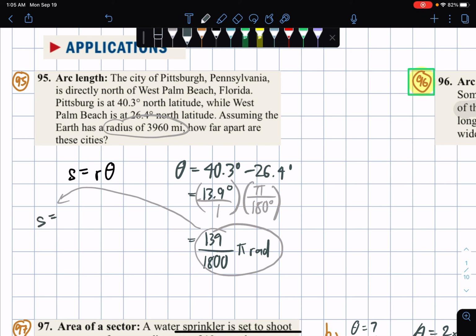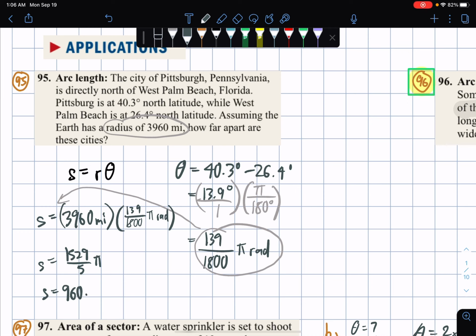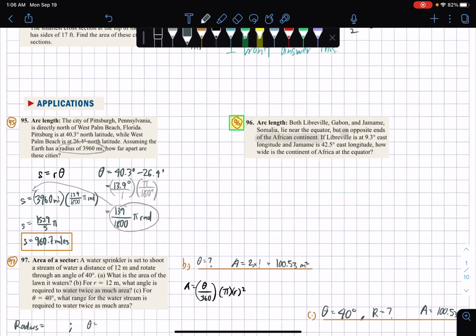Let's fill in the values. So S is equal to the radius, which is 3,960 miles, times 139 over 1,800 pi radians. With that, we get 1529 over 5 pi. The final answer in decimal is 960.7 miles. So how far apart are these two cities? 960.7 miles. That is the arc length.